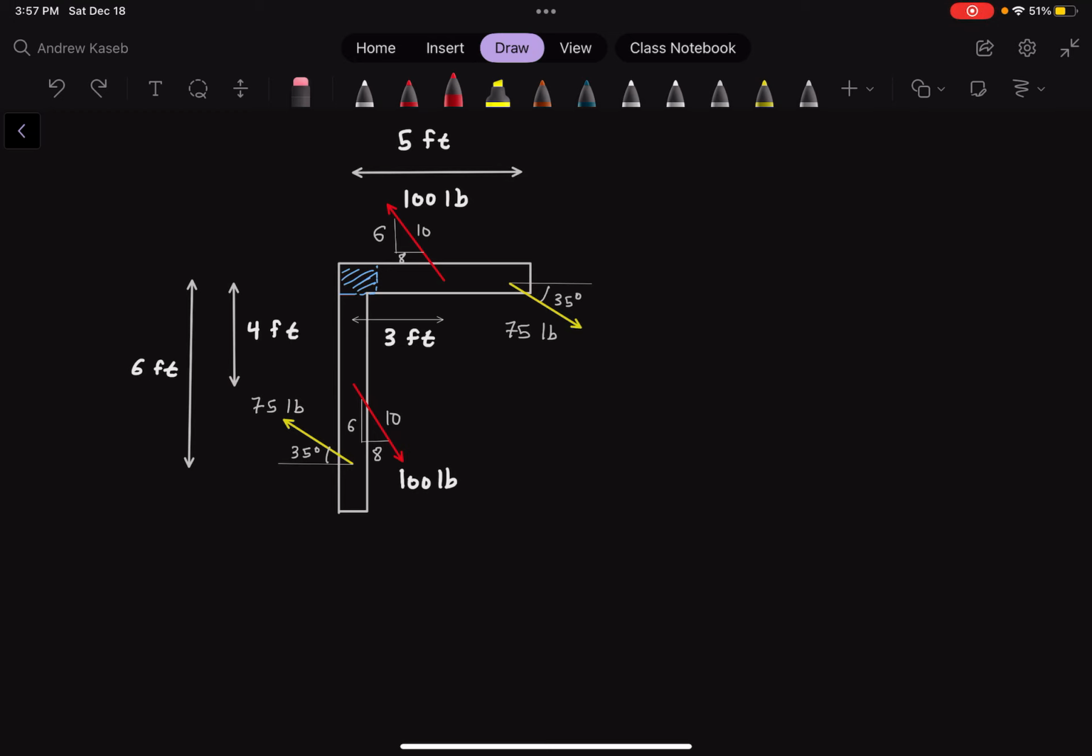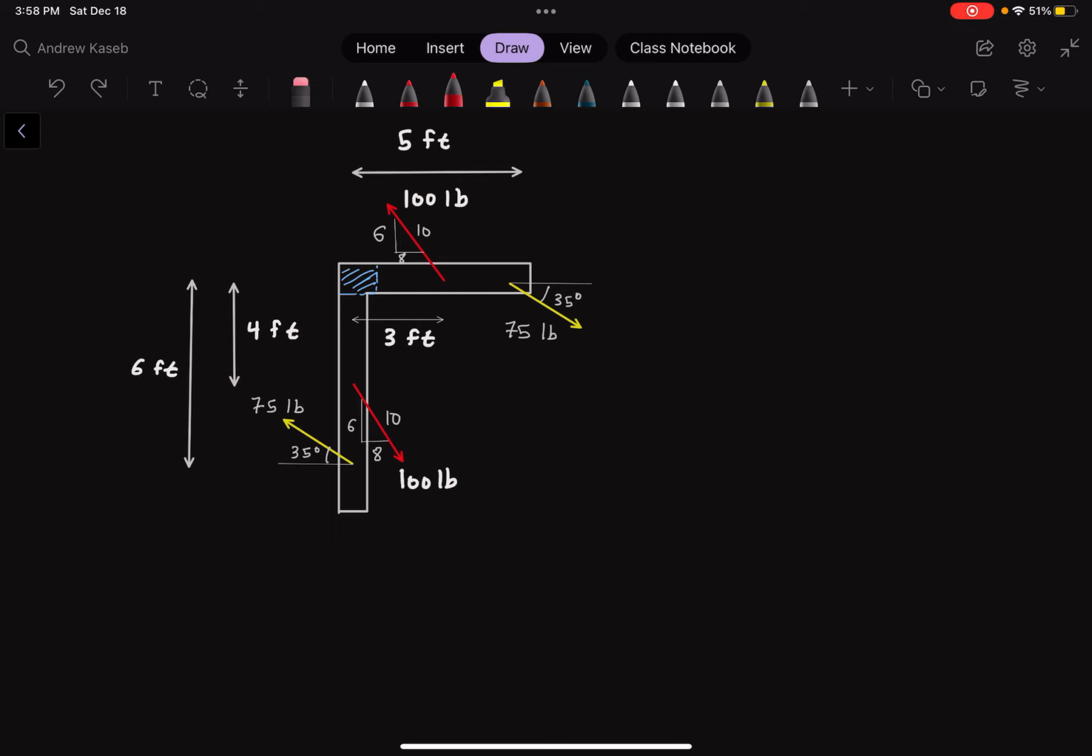Hello everyone. Today I'm going to be discussing the topic of couple moments. So here we have a problem that has a rod-looking shape and it has two different couples. What a couple is, is forces that have the same magnitude but in different directions.